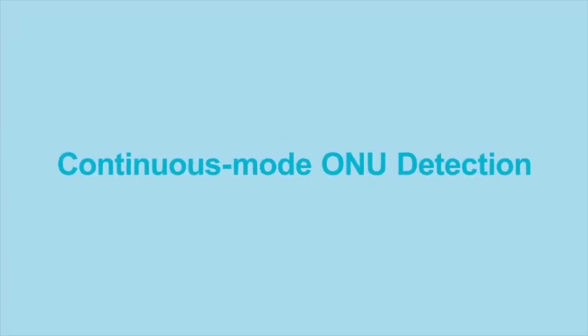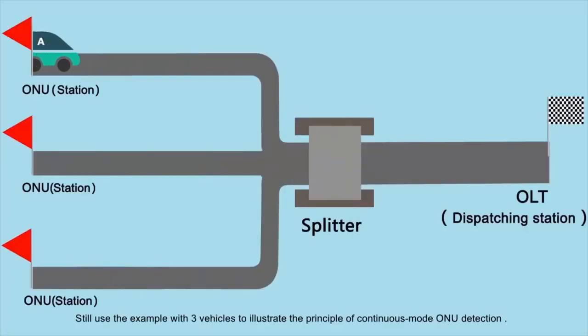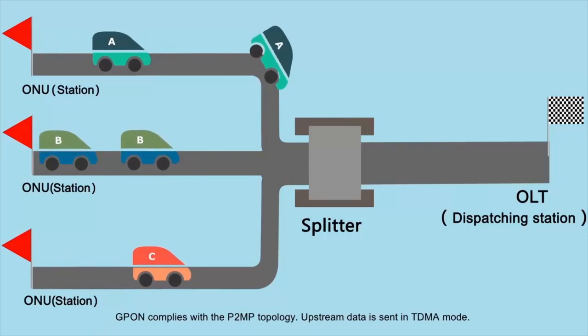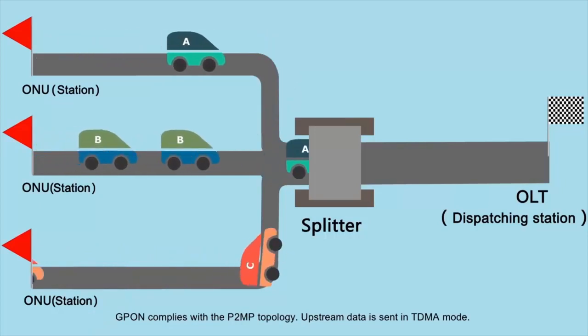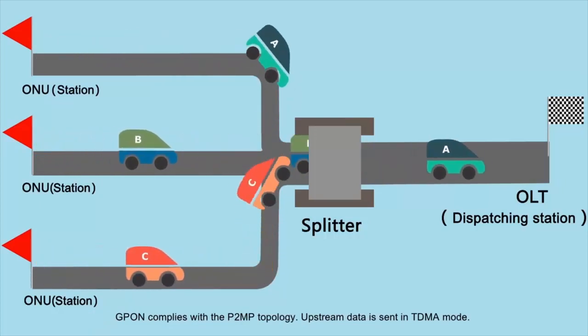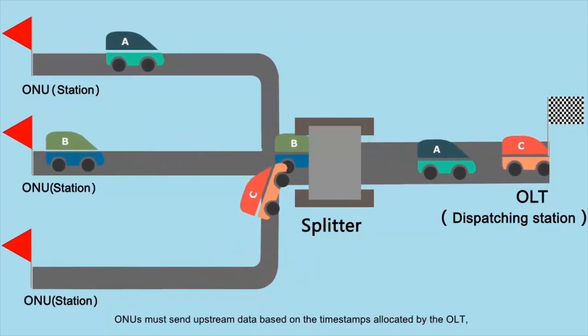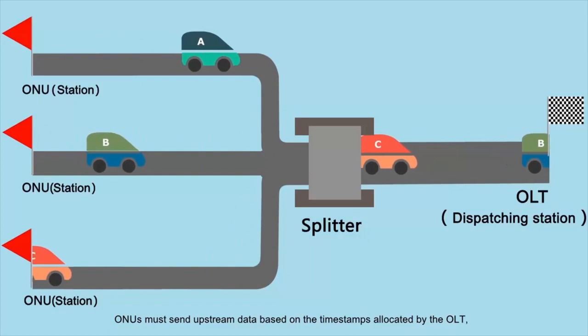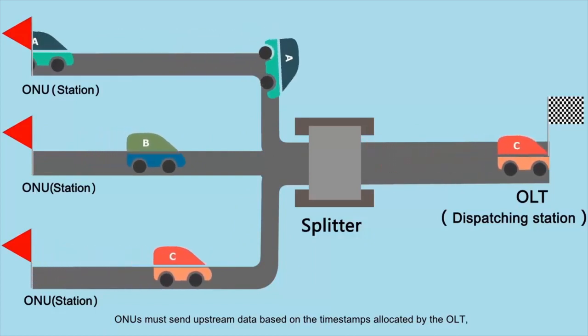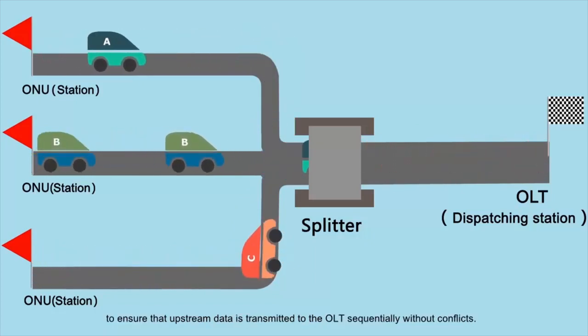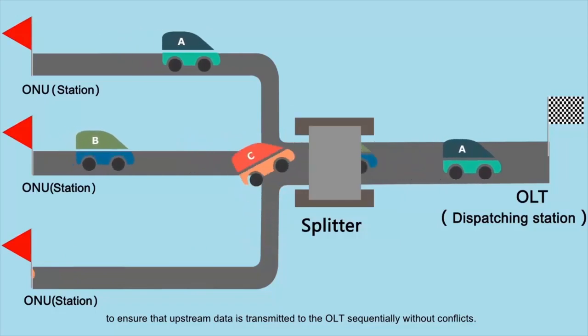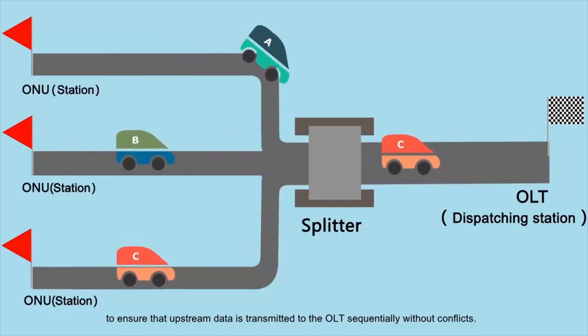Continuous mode ONU detection. We still use the example with 3 vehicles to illustrate the principle of continuous mode ONU detection. GPON complies with a P2MP topology. Upstream data is sent in TDMA mode. ONUs must send upstream data based on the timestamps allocated by the OLT to ensure that upstream data is transmitted to the OLT sequentially without conflicts.